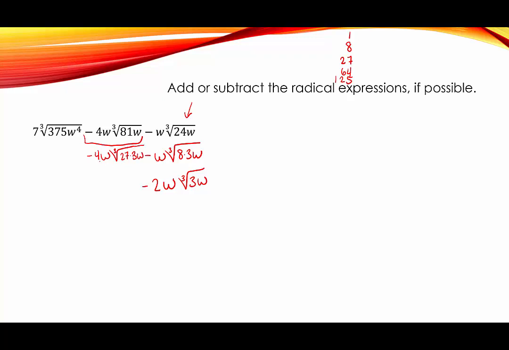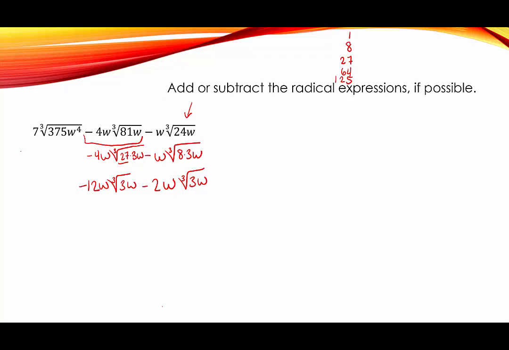The cubed root of 27 is 3. So that cubed root of 27 joins the coefficient of minus 4, making minus 12. This w also is just stuck under the radical, so we have w here. And then we have the cubed root of 3w. So far, so good. How about this very first one?